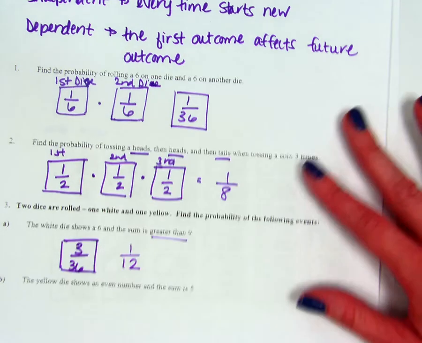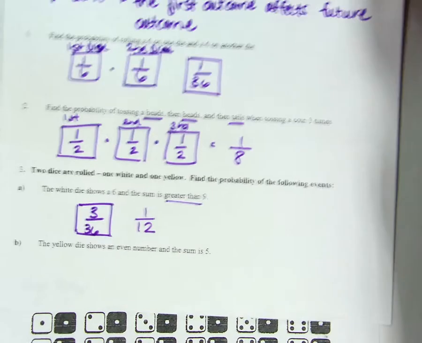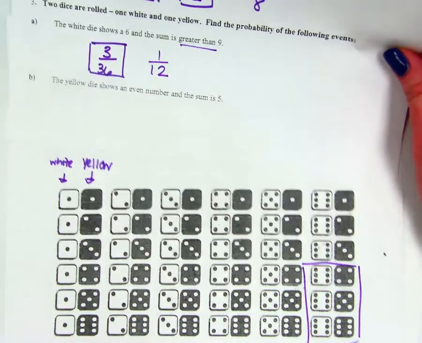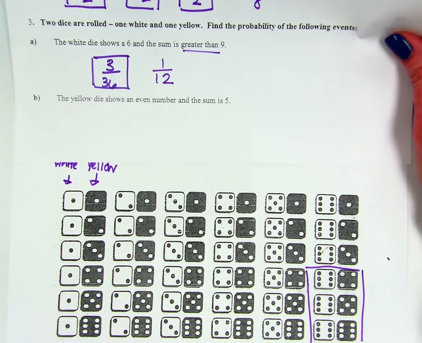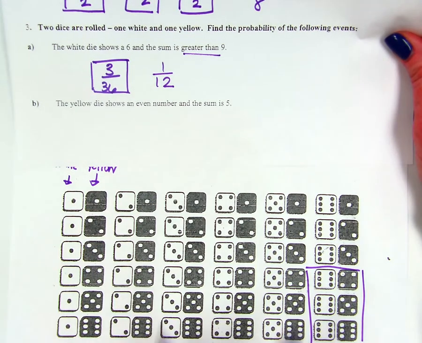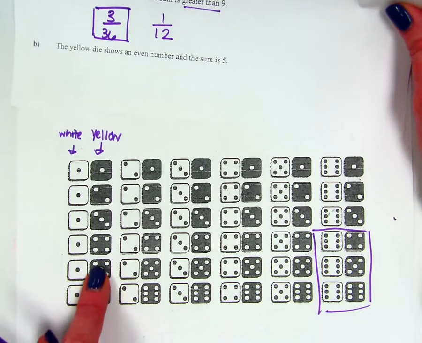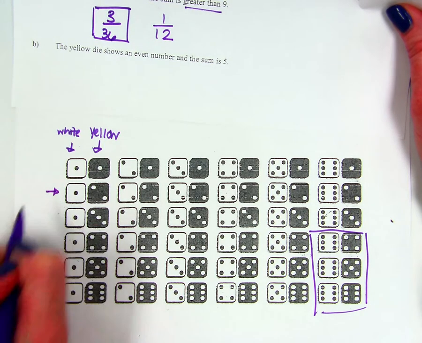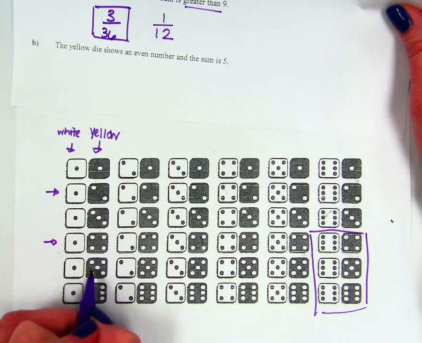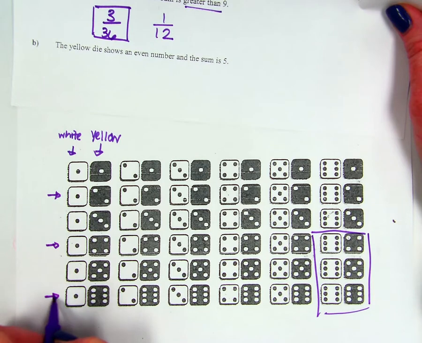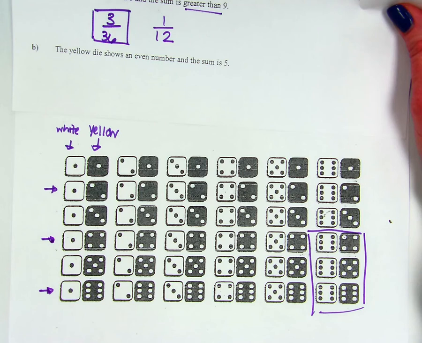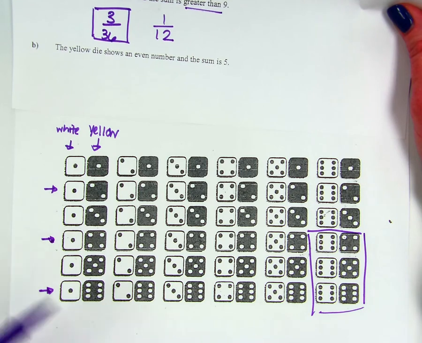So we're going to look at our die sheet again here. So we have our white and our yellow. So it says our yellow die shows an even number, and the sum is 5. So here's all of our yellows. So we're going to look at our even numbers. So these here are possibilities. These are yellow evens, and these are all yellow evens. And it says the sum is 5. So you can kind of go through and look at all of those. That would be a possibility.